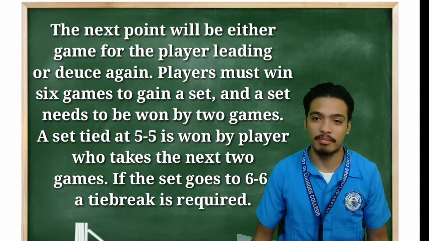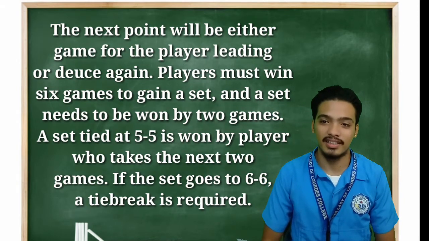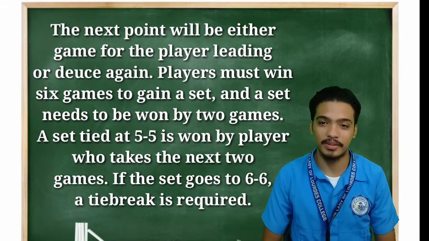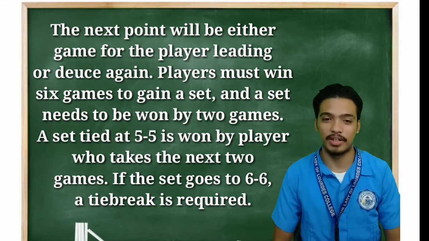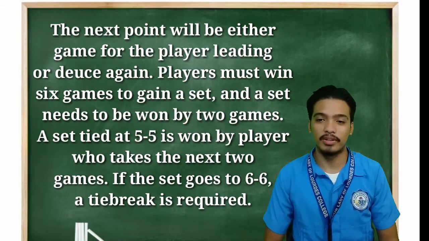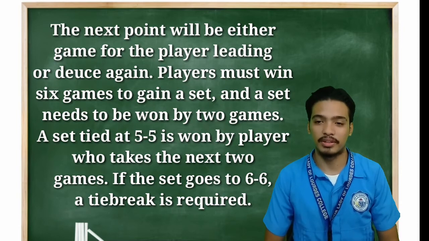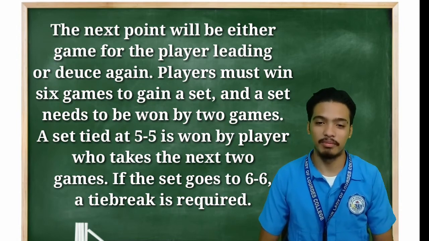Players must win 6 games to gain a set, and a set needs to be won by 2 games. A set tied at 5-5 is won by a player who takes the next 2 games. If the set goes to 6-6, a tiebreak is required. For example, you and your opponent tie at 5-5, but you win the next game, and the score becomes 6-5. So you need 1 more game to win the set, or it will be a tiebreaker.